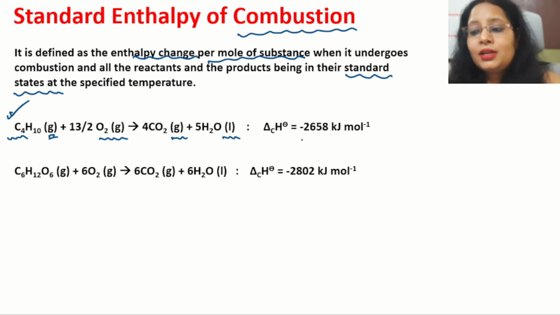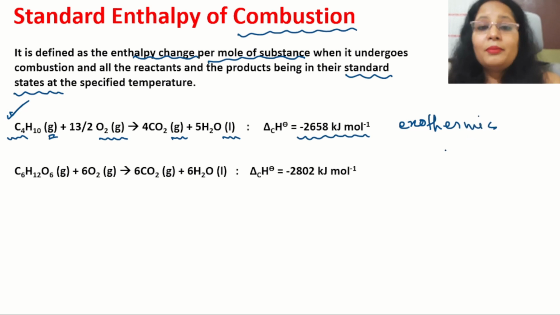Here the enthalpy change is given as minus 2658 kilojoule per mole. We can see it is negative. Negative means the reaction is exothermic. Simply, minus means the energy is coming out. So it's an exothermic reaction, and also in general terms we understand that combustion means burning, and burning gives a lot of energy.